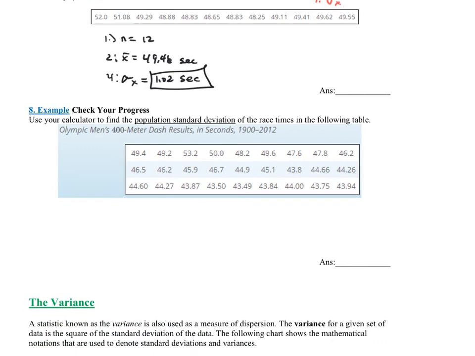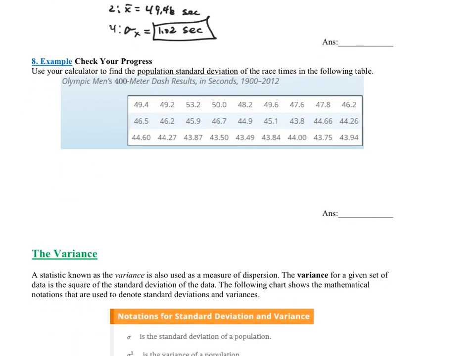Look at example 8, same thing here, large data sets, horrible numbers. I would never expect you to do this by hand. I always want you to use a calculator on these applied examples with bad numbers. Don't worry about doing these by hand. It says use your calculator to find the population standard deviation of the race times of the following table. So again, this is population. That tells us that we're going to be using sigma x. So I want you to use your calculator.